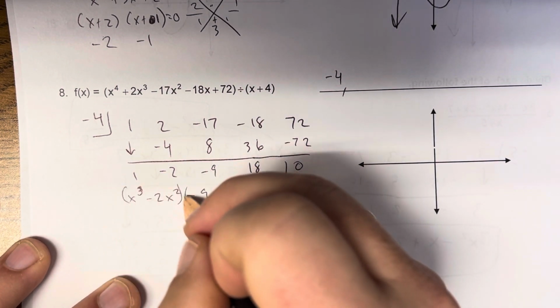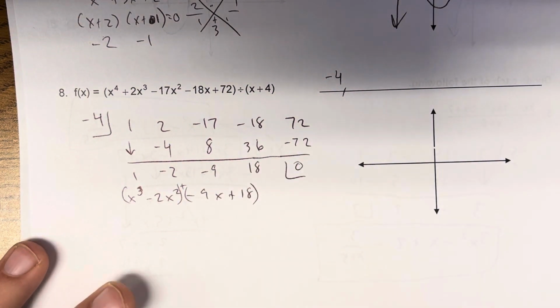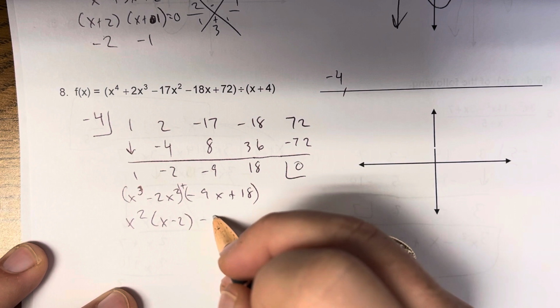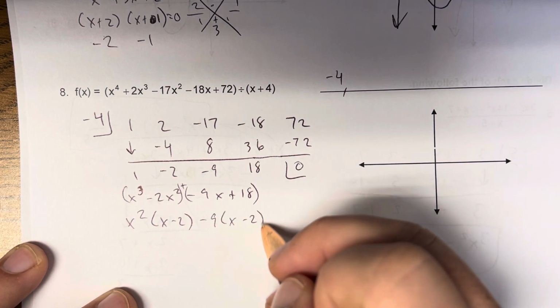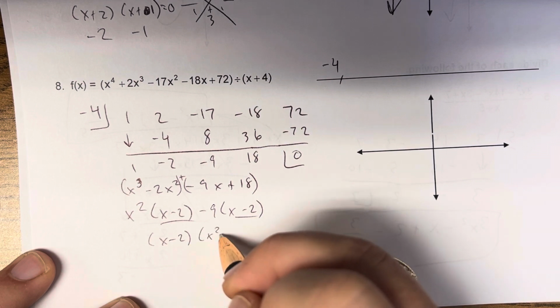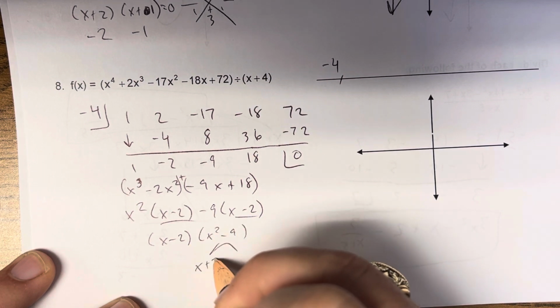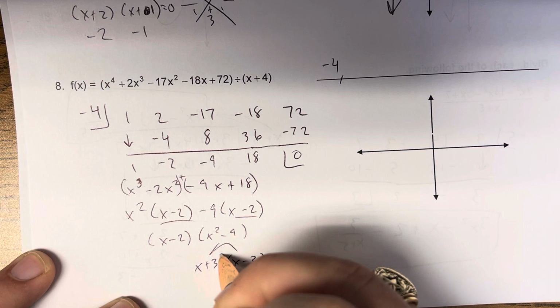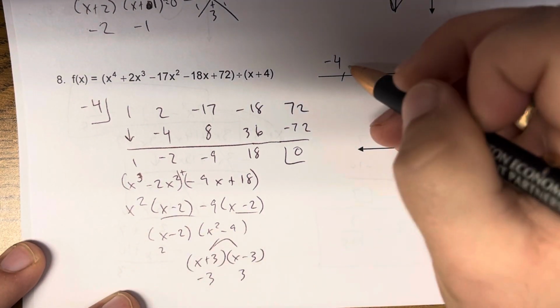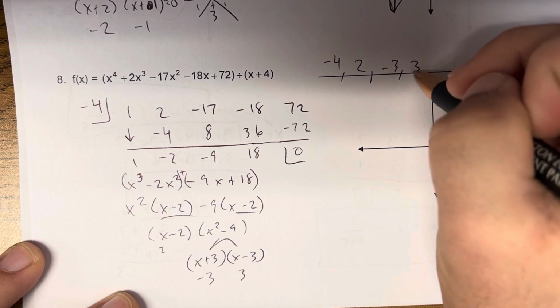And now we'll do factor by grouping because there's 4 terms. And so on this one, we take out x squared. On this one, we take out negative 9. So the x minus 2's are going to come together. And then x squared minus 9 is going to turn into x plus 3 and x minus 3 with difference of squares. So I've got 2 here, negative 3, and positive 3.